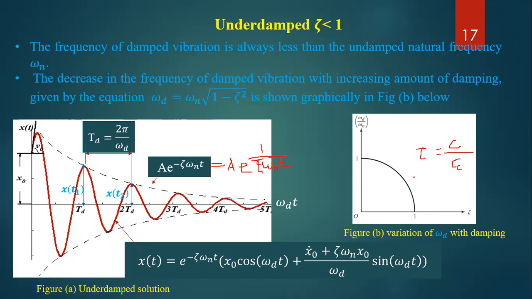C critical. So the critical value equals 1 means C is equal to C_c. Then omega d over omega n is equal to 0 here. So this is the relation, the variation between damping constant, damping ratio, and the ratio of frequency.